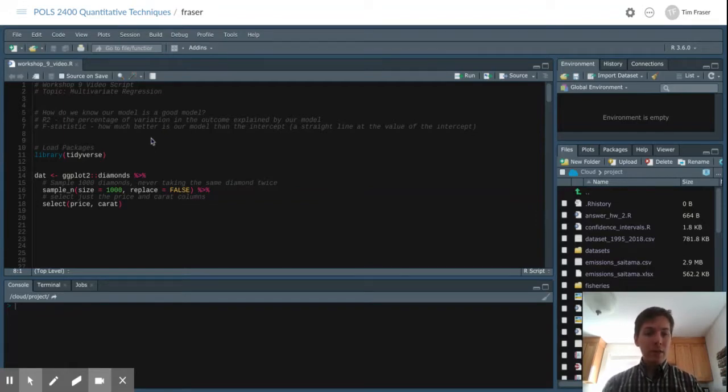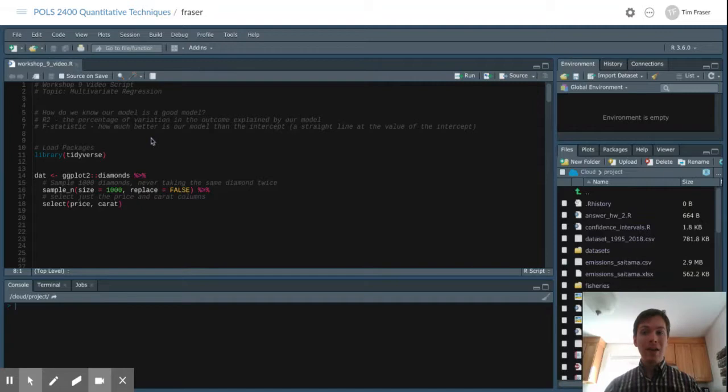We learned this last Monday and last Wednesday, and you used it in your lab on Thursday. Great job, by the way. So we want to know how good is our model. And we can use two model statistics to do this. You've already learned them. One of them is called R squared, and one of them is called the F statistic.